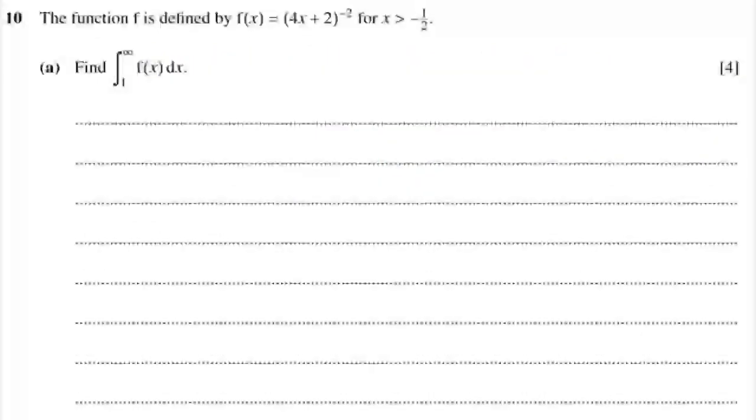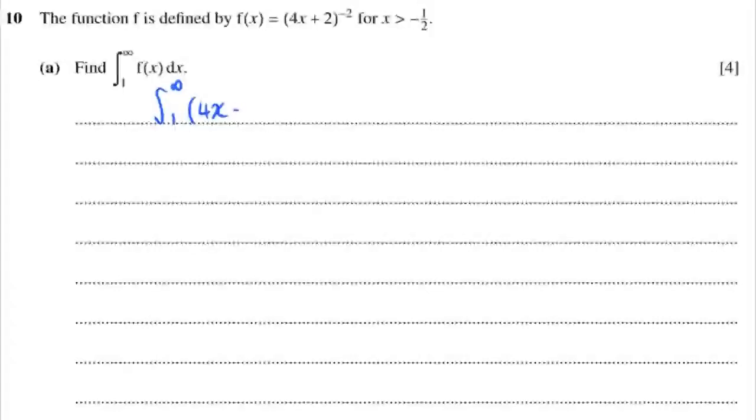Right, we get given a function, f(x), and we're told to integrate the function from 1 to infinity. All right, technically you shouldn't be allowed to use infinity like a number, but they're doing it, and so we'll just continue with the way that they're approaching this question. So we're going to go 1 to infinity of the function, and the function is (4x + 2) to the power of negative 2 with respect to x.